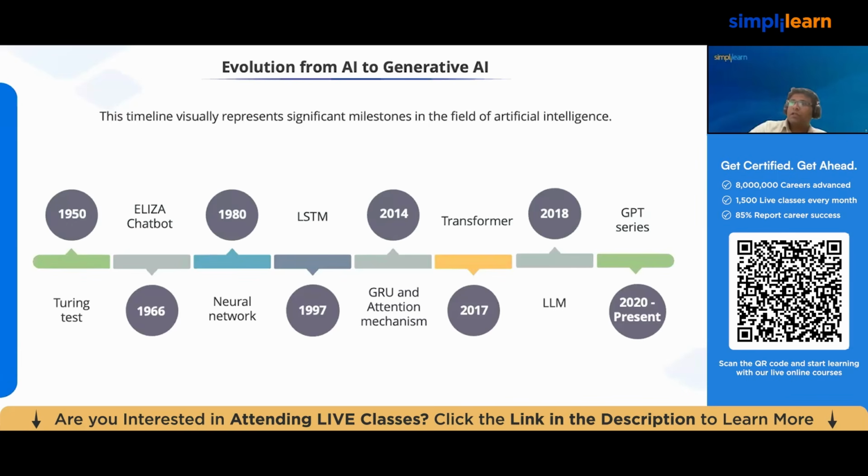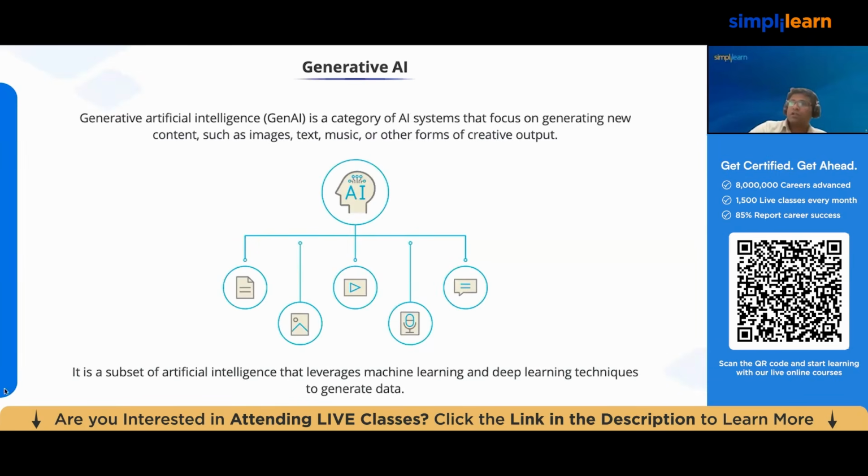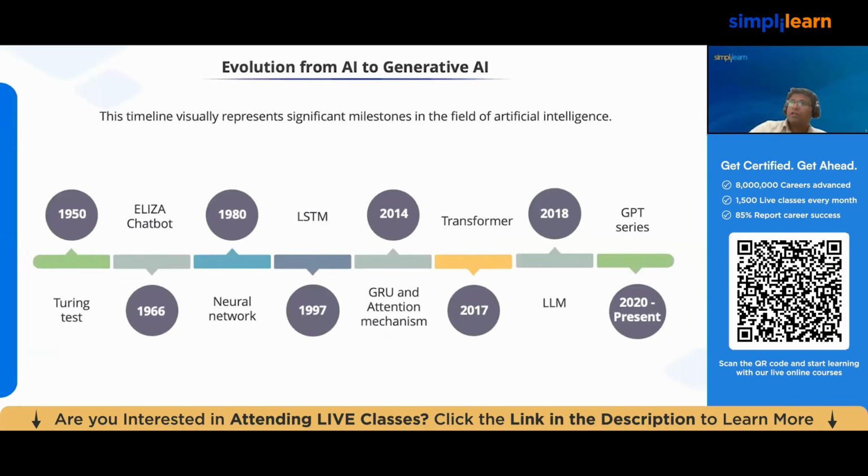So this chatbot was basically fed some kind of instructions, using what we call regex patterns. Then came the neural networks. In the 1980s, neural networks became very popular with the evolution of AlexNet. That was the major breakthrough.